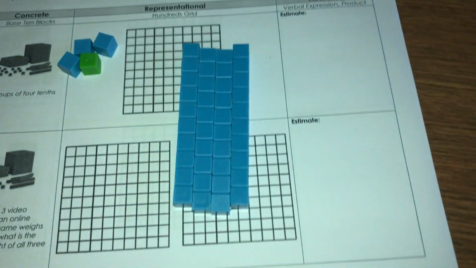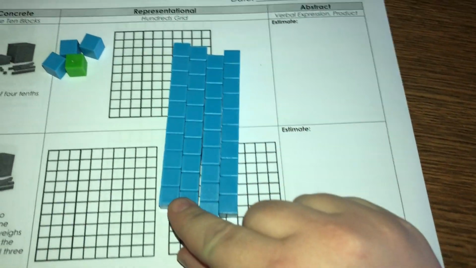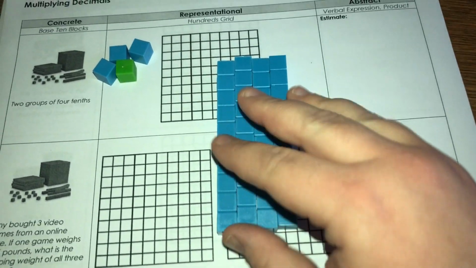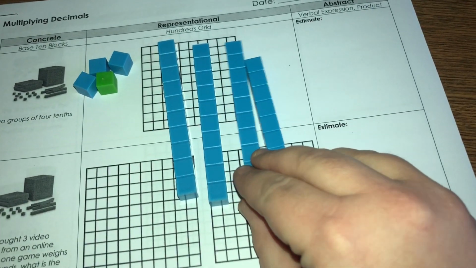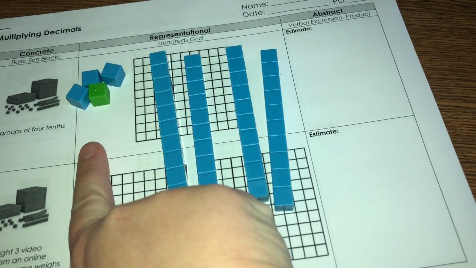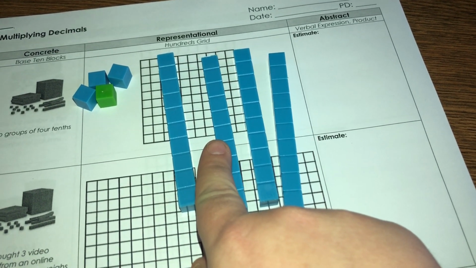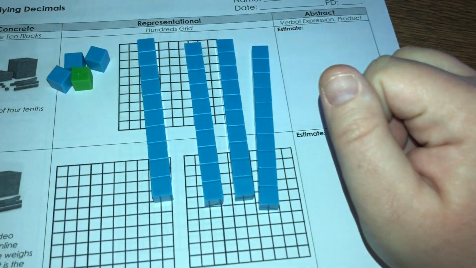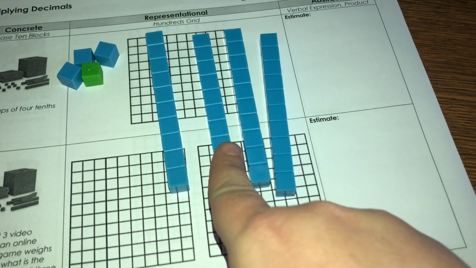If I have a rod, these are called rods, these rods were known in elementary school as tens. Now when we have decimals, these are tenths. So 4 hundredths, 4 tenths. Think about the way that you write that decimal, the way that you see that decimal. This one says 0.04. This one says 0.4.